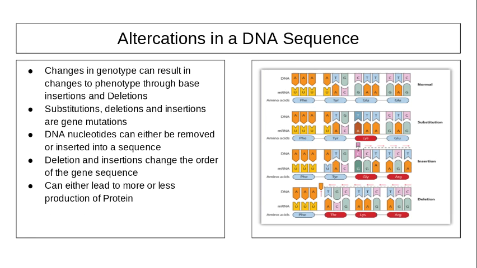Alterations in a DNA sequence. Changes in genotype can result in changes in the phenotype through base insertions and deletions. Substitutions, deletions, and insertions are gene mutations. DNA nucleotides can either be removed or inserted into a sequence. Deletion and insertion change the order of the gene sequence, which can lead to more or less production of protein.